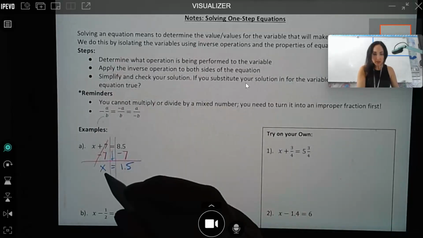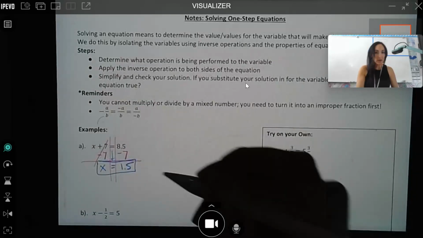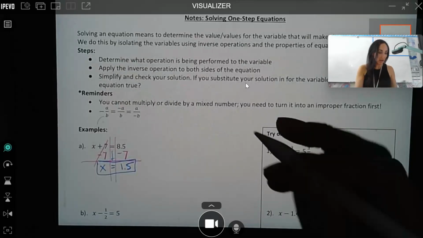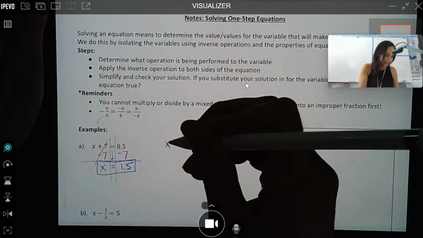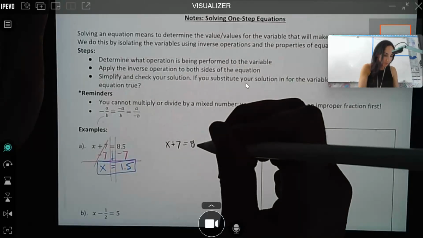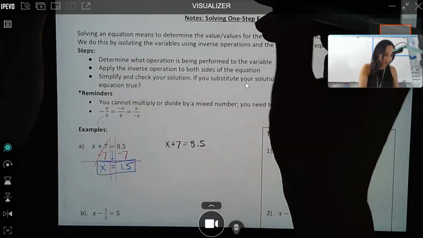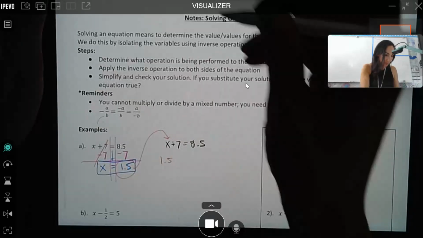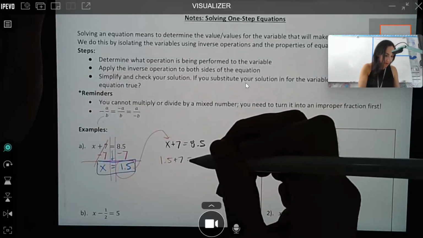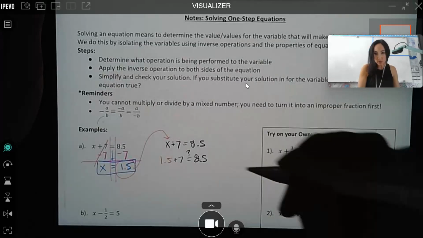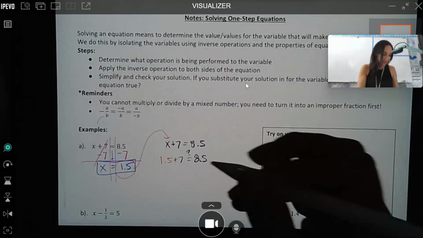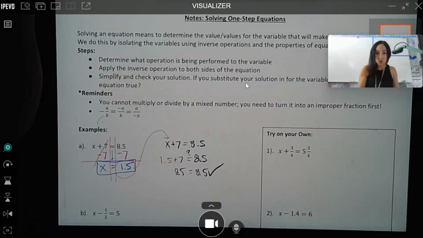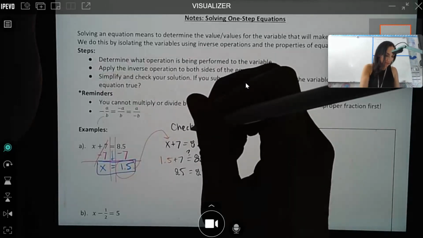Once I have determined the value of the variable, I am done, but I can always check. Equations are awesome. You can always check if you're right, because you can plug it back in. I can take my original equation and substitute this 1.5 in for x. When I'm plugging it back in, I'm checking, does this equal 8.5? If I do 1.5 plus 7, I do get both sides equaling 8.5. So I know that has worked. I've checked my answer.